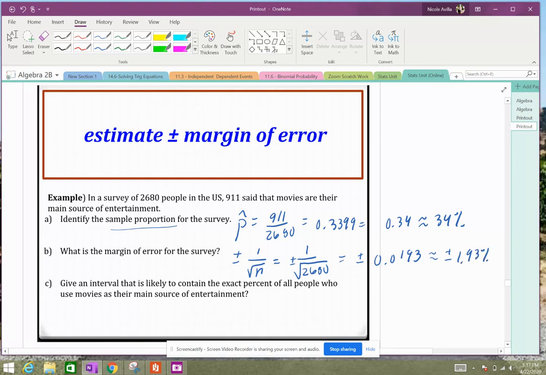Give an interval that is likely to contain the exact percent of all people who use movies as their main source of entertainment. I'm going to suggest that you use your decimal answers when you try to calculate your interval. You can use your percentages, but you just need to be consistent and use the percentages for both measurements. So I'm going to say my sample, which was the 0.34, plus or minus the margin of error, which was 0.0193.